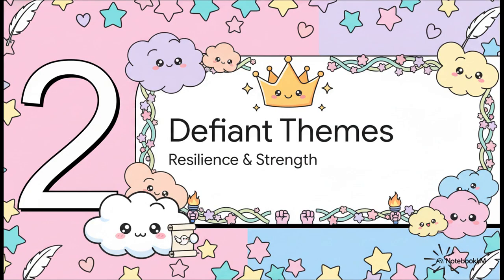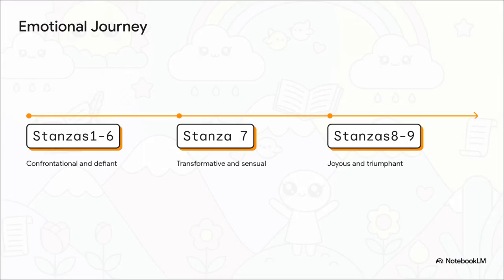Moving right along to Module 2, Themes of Defiant Resilience. If you're taking notes right now, definitely write this down. The tone of this poem is not flat. It's not static at all. It shifts dramatically as you move through the lines. You can see this emotional journey playing out.